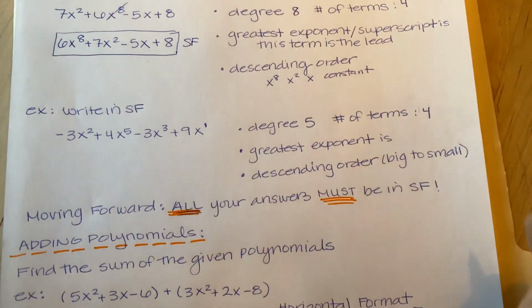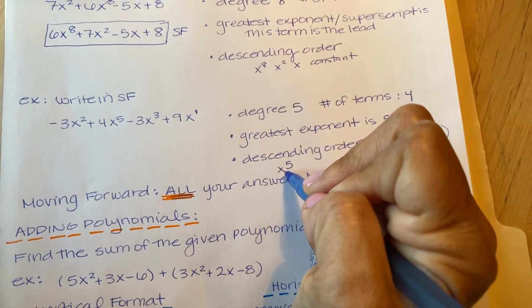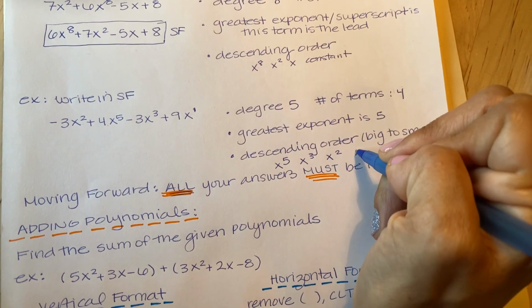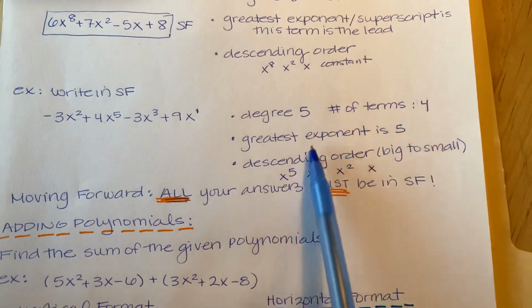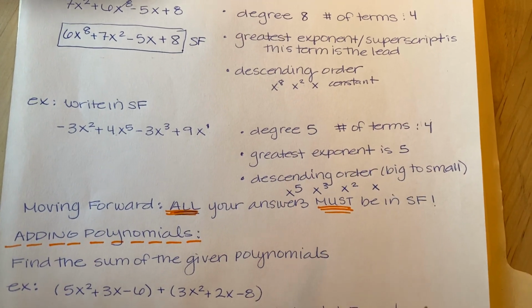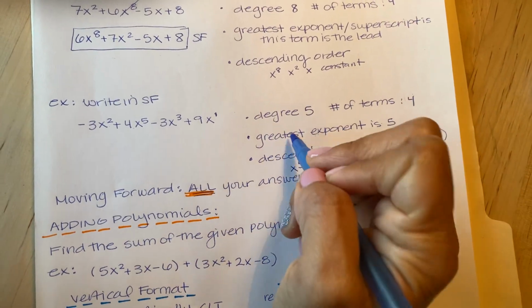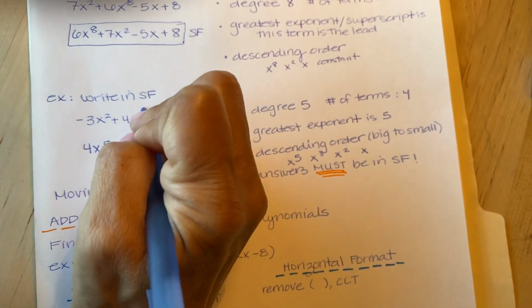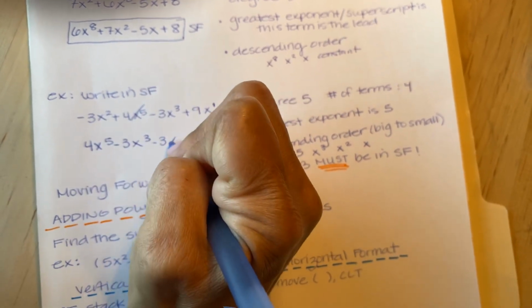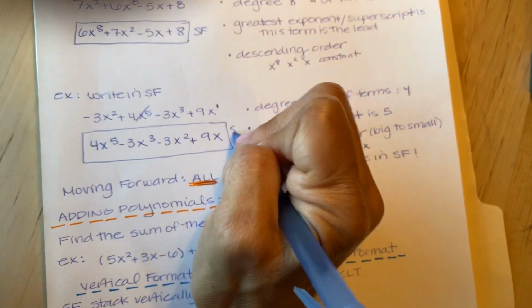Okay, so my greatest exponent is 5, and so that's what I'm going to start with. So my descending order will be x to the 5. Then I have 2, 3, 1. So I'm going to write x to the 3, x to the 2, x to the 1, or just x, right? And so that is descending order, 5, 3, 2, 1. Big to small, or greatest to least. All right, remember my greatest exponent 5, that's my lead term. So 4x to the 5th, so I took care of that. Next is minus 3x cubed minus 3x squared plus 9x. And so here is my standard form rewrite.